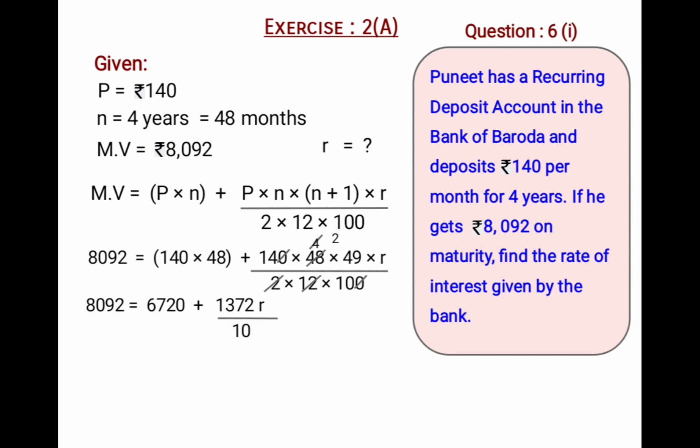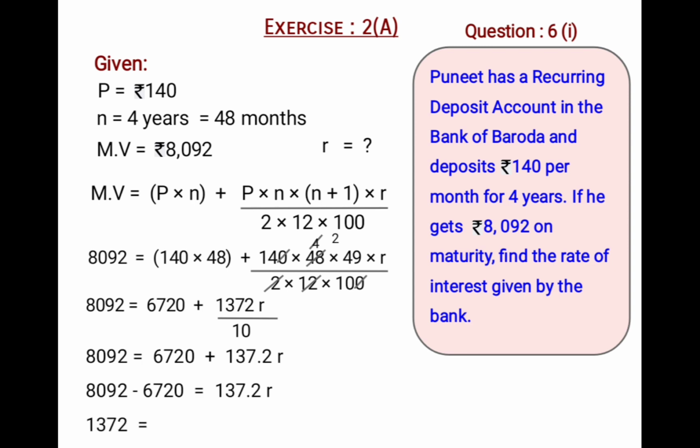Instead of taking LCM, we can divide 1372 R by 10, that is 8,092 is equal to 6,720 plus 137.2 R. I am going to bring 6,720 to the LHS side, that is 8,092 minus 6,720 equals 137.2 R. Now when we simplify this, we will get 1372 is equal to 137.2 R. Now we are going to find R, so R is equal to 1372 by 137.2. When we divide this, we will get R is equal to 10%.